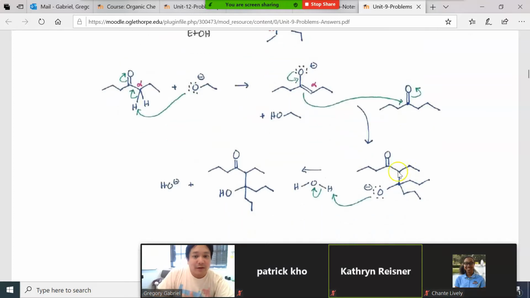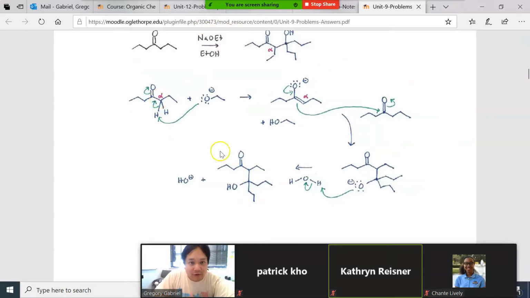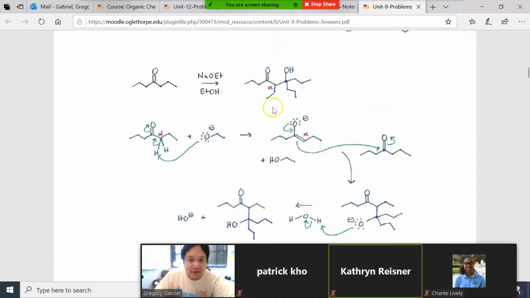But what could I have done here? Look at my mechanism. You see how in my mechanism that bond is going straight down? This is the alpha carbon, and instead of drawing it to the northeast, I'm drawing it straight down. Do you realize that these two molecules are identical? So it doesn't matter. I can figure out what other ways it could look like.